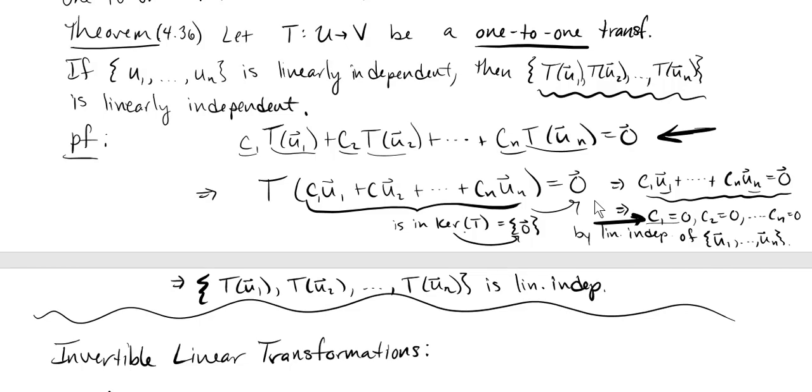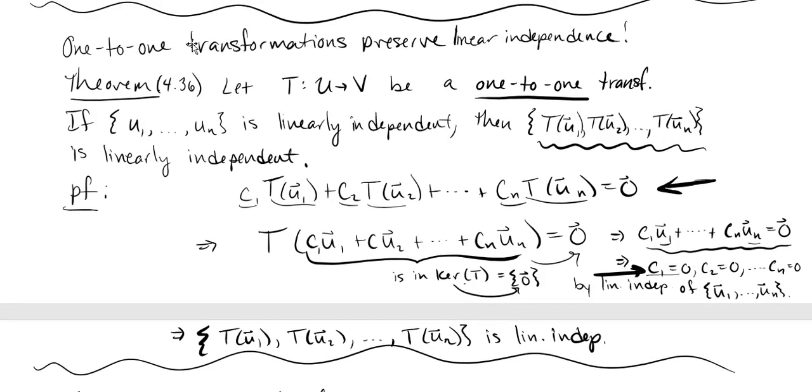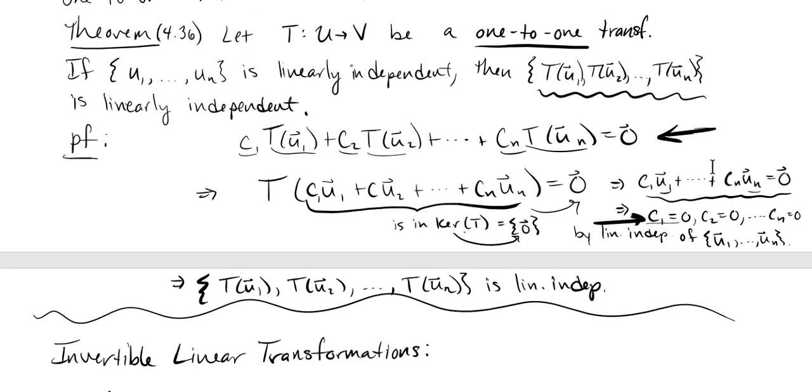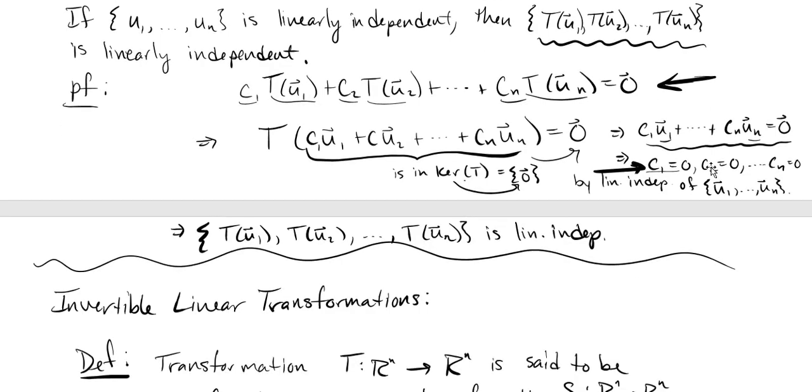This is a nice fact about one-to-one transformations. They preserve linear independence of a set of vectors. Transform the whole set, you still have a linearly independent set of vectors.